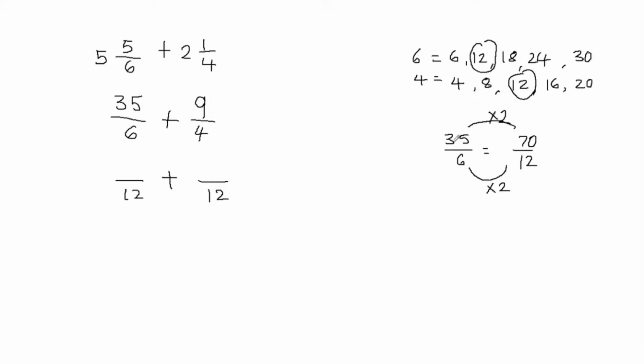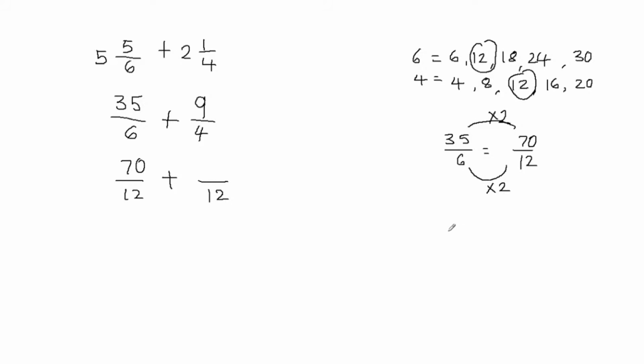So you can see that 35 over 6 is equal to 70 over 12. These are the equivalent fractions. They're equal to each other. So I can replace this fraction 35 over 6 with 70 over 12. So this is going to be 70 over 12.